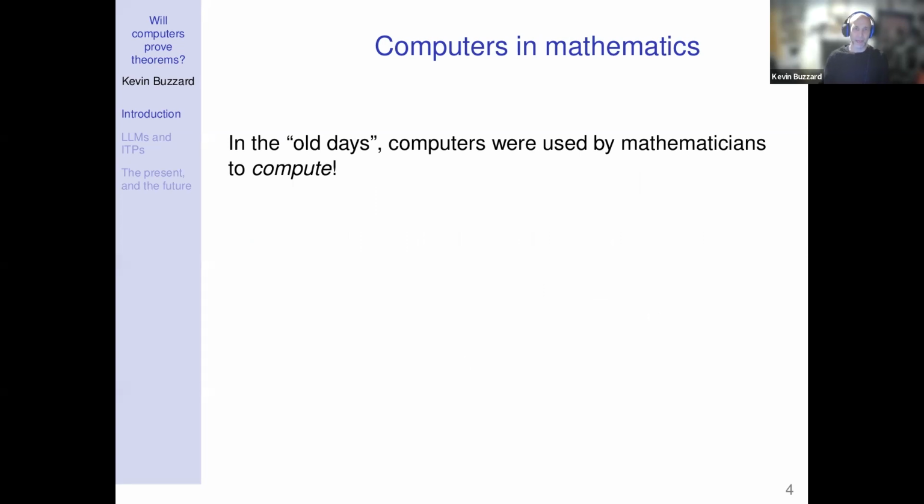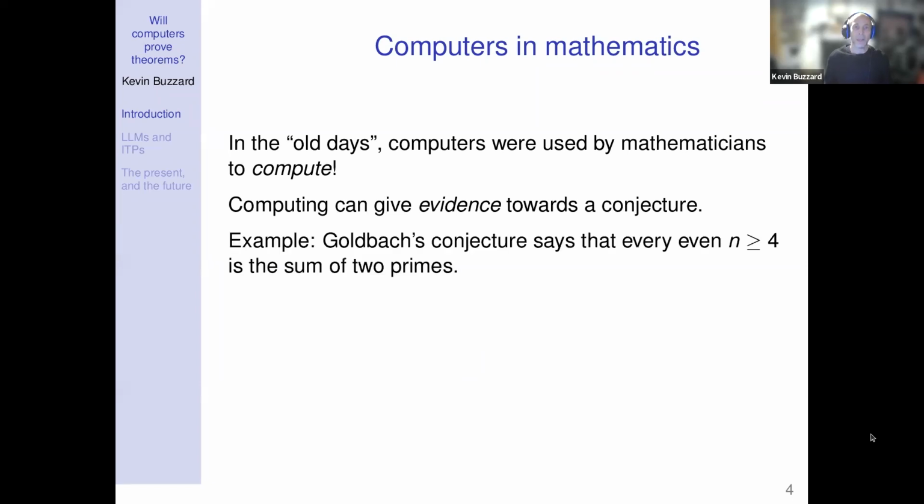How do computers work in mathematics? So in the old days, computers were used by mathematicians to compute, so to do tedious calculations that humans didn't want to do or didn't have time to do themselves. And computing can give you evidence towards a conjecture. That was one of the major uses of it originally, like the Birch-Swinnerton-Dyer conjecture. This initially came about after a lot of computational experiments that gave us some kind of understanding as to what was going on. But here's an even simpler example, Goldbach's conjecture.